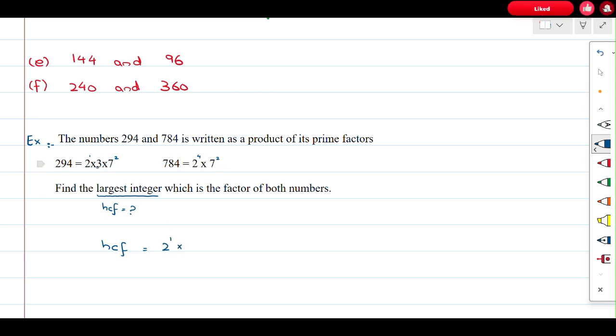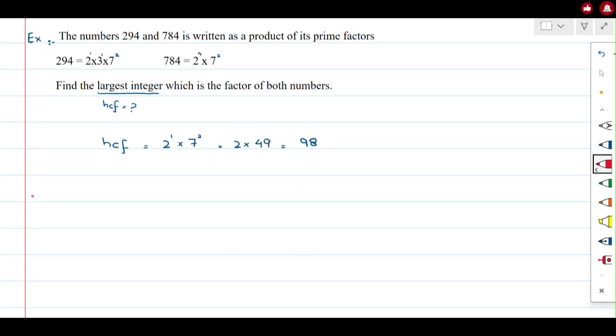Okay, so here the 3 power is 1 and here there is no 3, so not 3, 3 power 0 basically. Here the 7 power 2, 7 power 2, so the equal power is 7 power 2. So this is 2 times 7 square, which is 49. And when we do 2 times 49, that is equal to 98. So 98 is the largest integer which is a factor of both numbers.